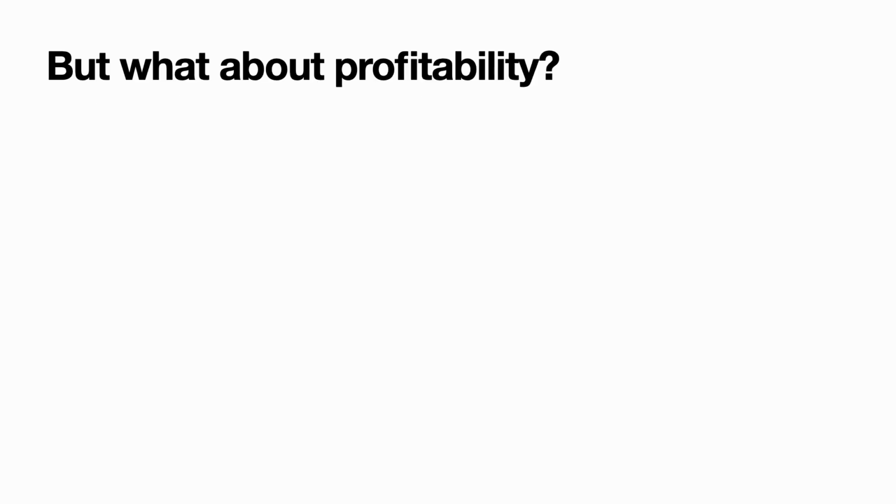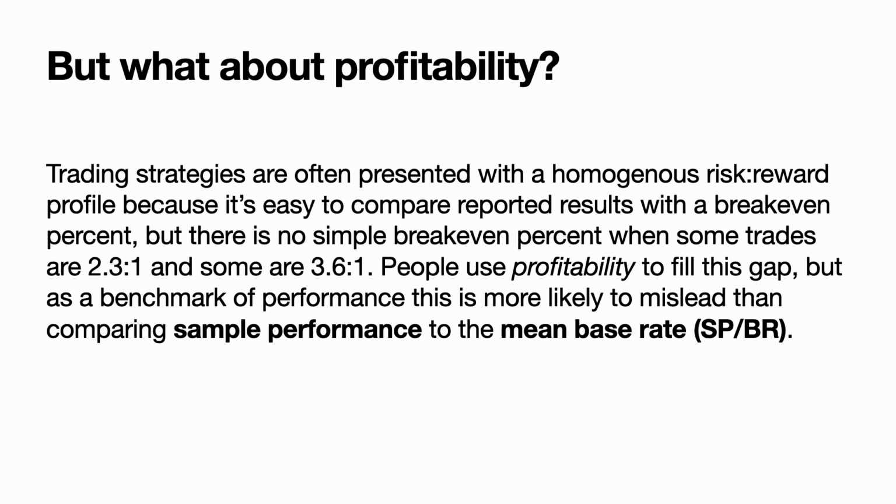Okay, so I say this is the key performance benchmark, but what about profitability? When you see trading strategies discussed, especially in the online space, they're often presented with a homogeneous risk-reward profile because it's easy to compare reported results with a break-even percent. You always see, break-even's 40%, but this does 60% or something. But there is no simple break-even percent when some trades are 2.3-to-1 and some are 3.6-to-1.